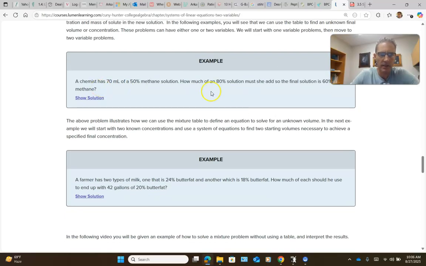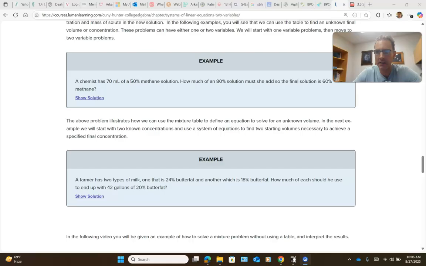I saw down here, yeah. It says a chemist has 70 milliliters of a 50% methane solution. How much of an 80% solution must she add so that the final solution ends up being 60% methane? Okay, so this is another good real-life example in which you could employ a system of linear equations and figure this out.